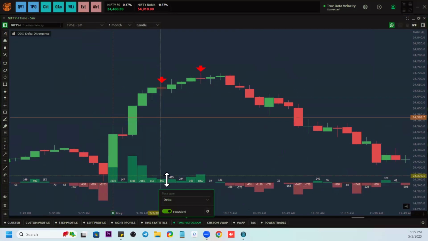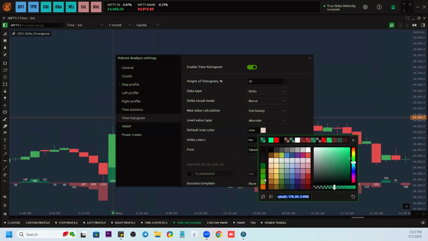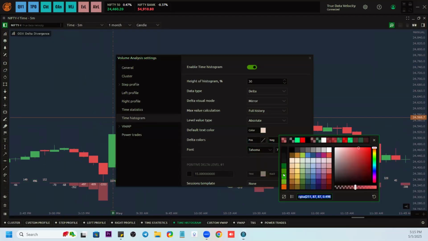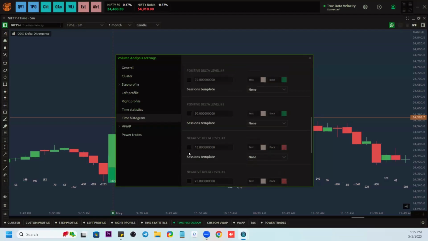So let's say I am targeting the delta, where the divergence is more than 500. So I'll go to the time histogram, and I will remove all the colors. I don't want any other. I just want, whenever the delta is 500, to highlight it, and whenever the negative delta is also 500, to highlight it. Okay. So now check here.